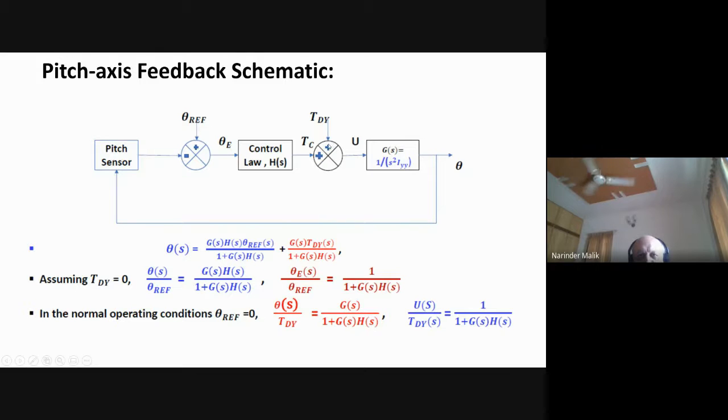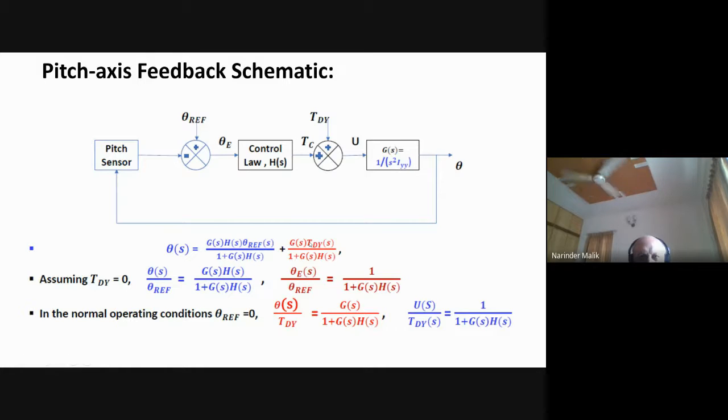The disturbance torque is acting; the sum of this is the U, and this is the spacecraft dynamics. In response to the control torque and disturbance torque, the attitude changes; this is theta. Theta is measured by the pitch sensor, and the feedback is fed back; this is how the closed loop feedback is completed. I can write this theta as a function of theta reference and Tdy in the following manner.